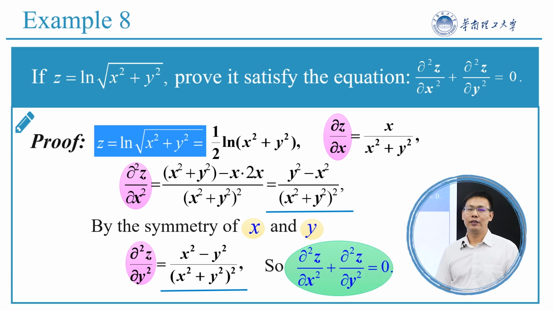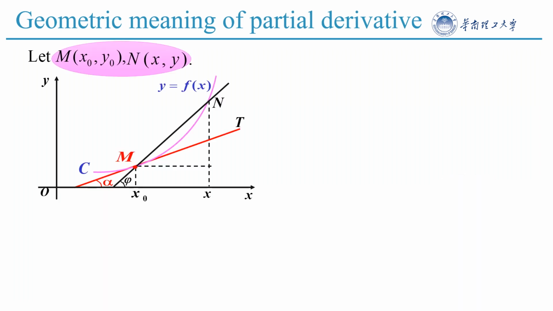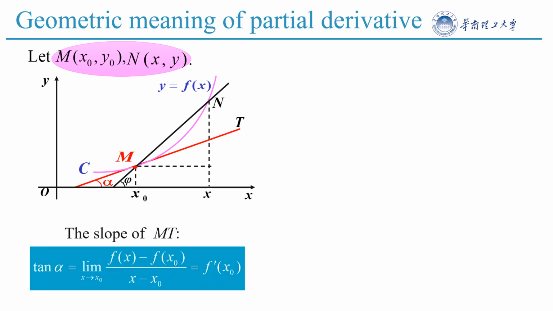At last, we give the geometric interpretation of the partial derivatives for the bivariate function f(x,y). In order to understand the geometric meaning of a partial derivative, we first review that of the derivative for a function f(x) of one variable. See the left figure. The derivative f'(x0) is the slope of the curve f(x) at the point M.